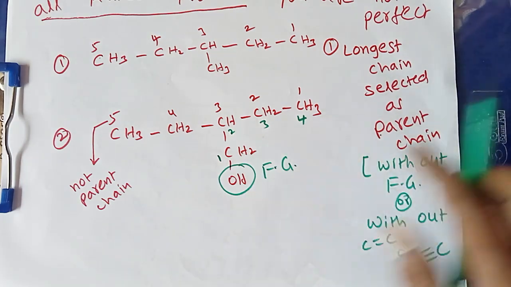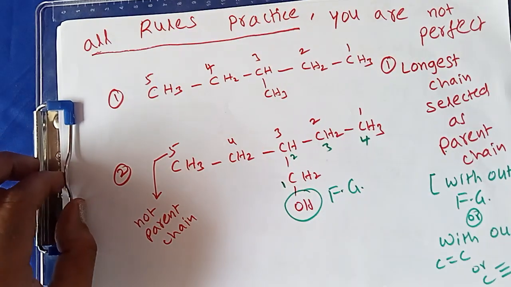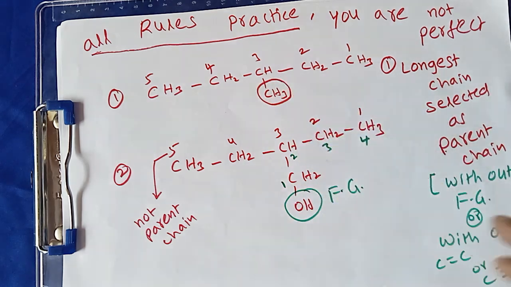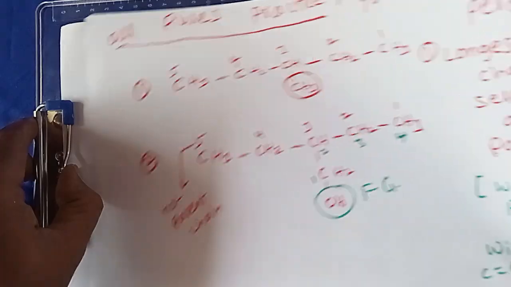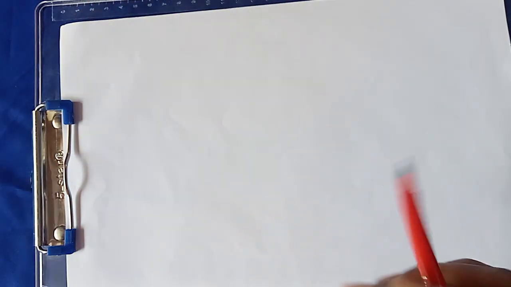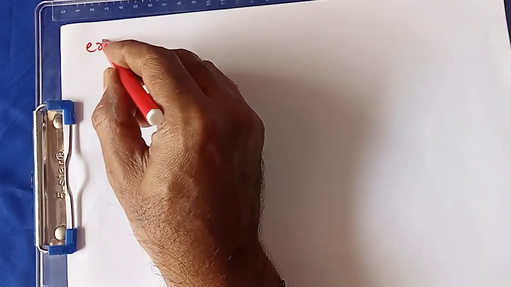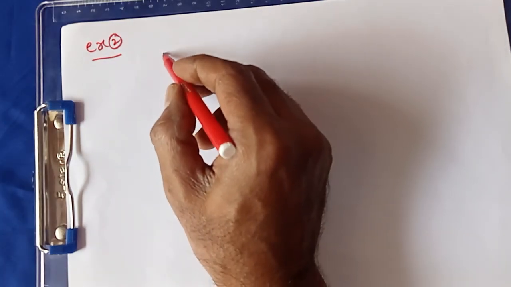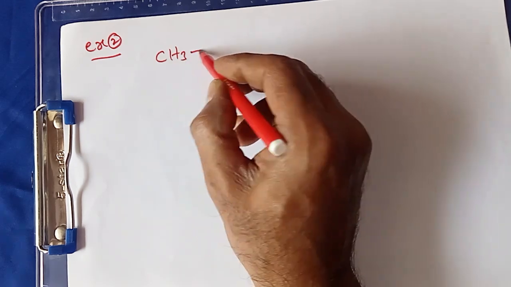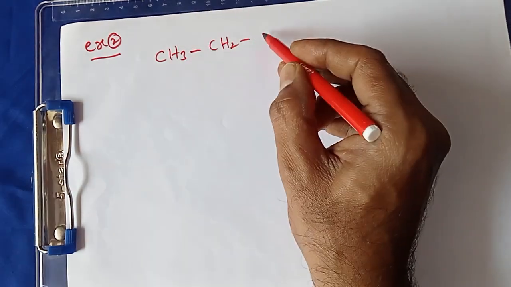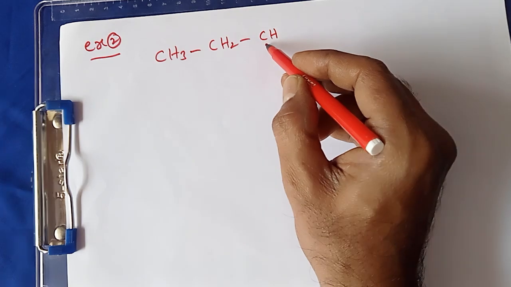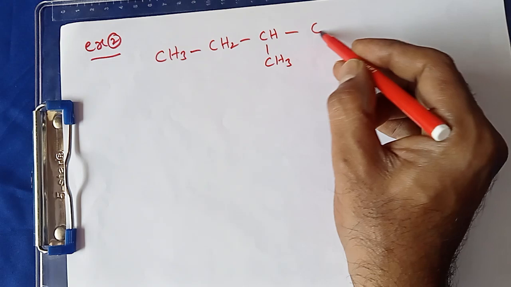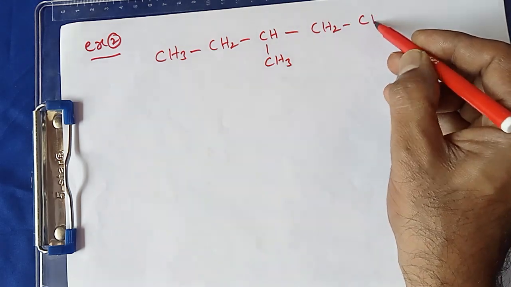So if you want this IUPAC name, at the third carbon one branch is there. In the next page I can explain this IUPAC name. Example 2. What is the example given? See here, CH3, CH2, CH, now CH3, CH2, CH3.